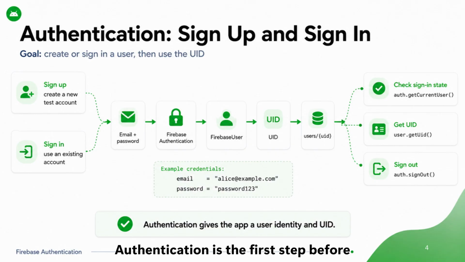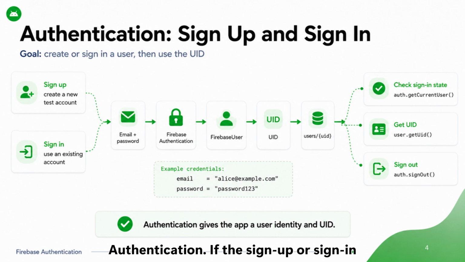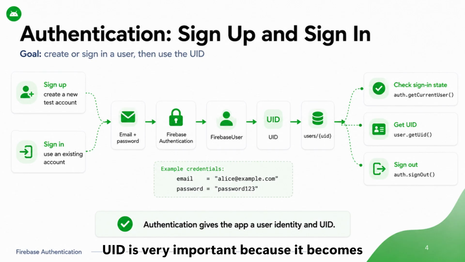Authentication is the first step before storing per-user data. The user can either sign up to create a new account or sign in to use an existing account. In both cases, the Android app sends an email and password to Firebase Authentication. If the sign-up or sign-in succeeds, Firebase gives the app a FirebaseUser object. From that user object, we can get the UID. This UID is very important because it becomes the key that connects authentication to Firestore.